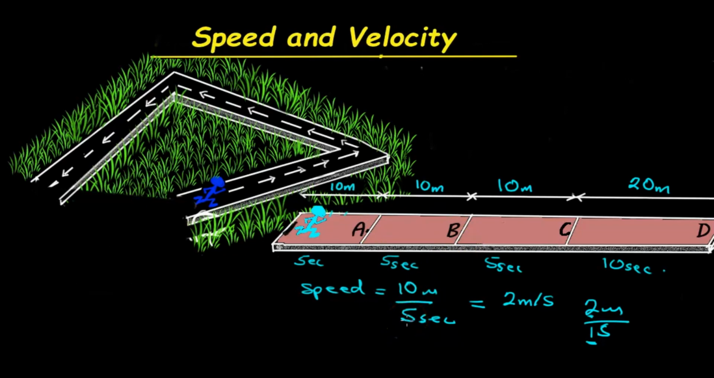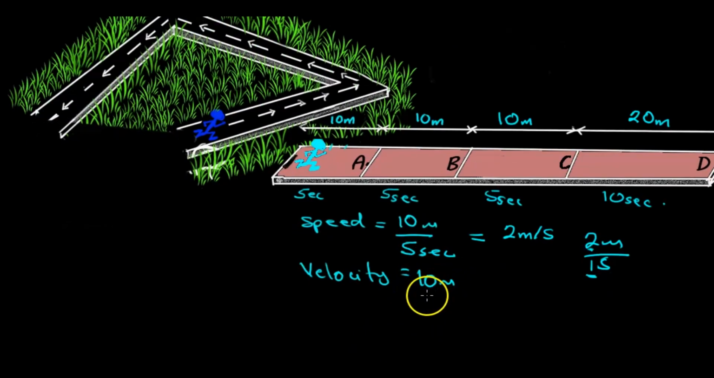Now with velocity, it's the same thing. His velocity, you remember his displacement when he's traveling this way, the displacement is the same as the distance. So the velocity here is also equal to 10 meters divided by 5 seconds, which is also giving us 2 meters per second. So you realize that the speed and the velocity are the same, but where does the difference come in?